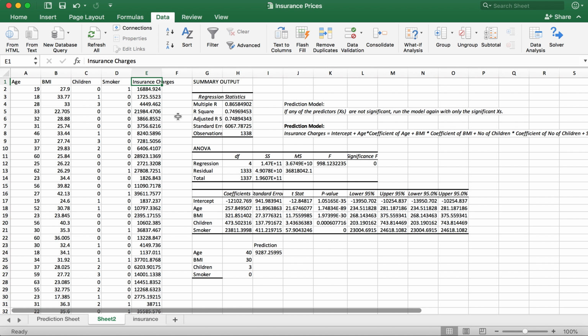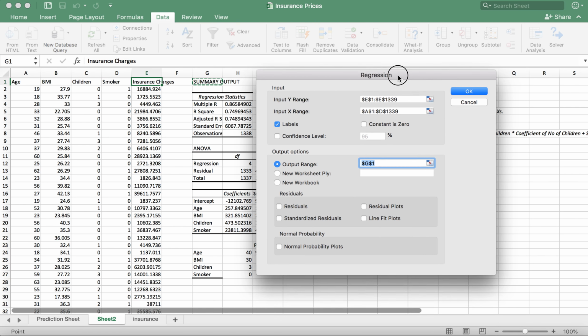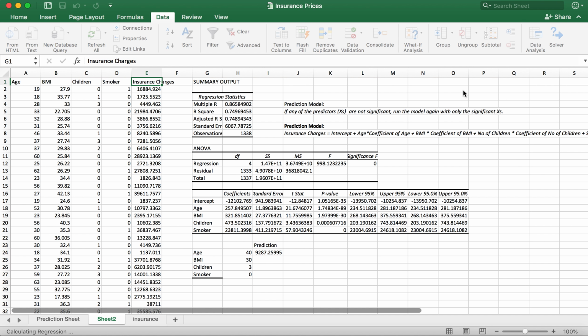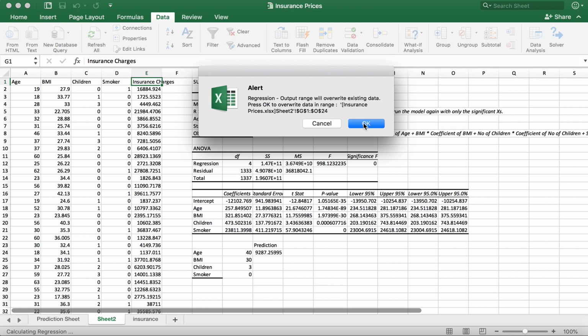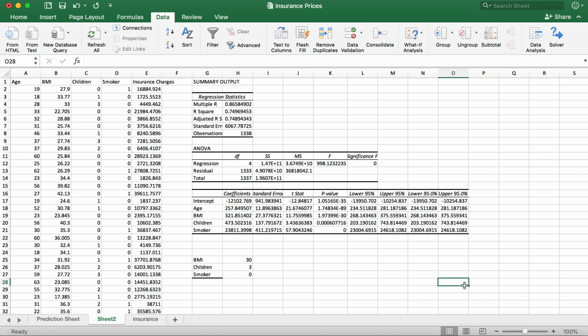Once we've created that, we go back to running the regression model again. We say regression, but this time y is E1 to E1339, and x is A to D, given that now we don't have sex any longer. First row labels, still a 95% confidence, and we set our output as G right out there, and then we click on OK. It says you're going to override the existing data because I already ran it. I'm going to say OK, and it should give you a quick run once again.